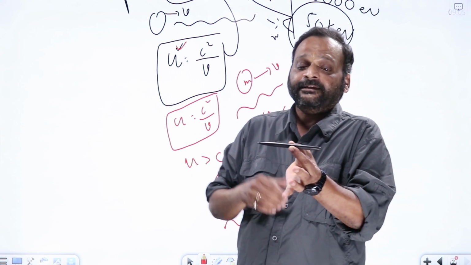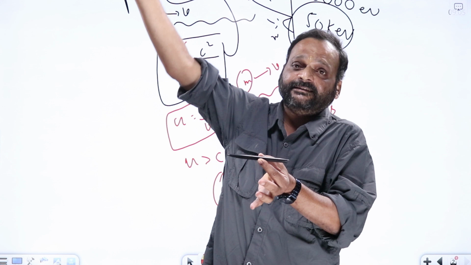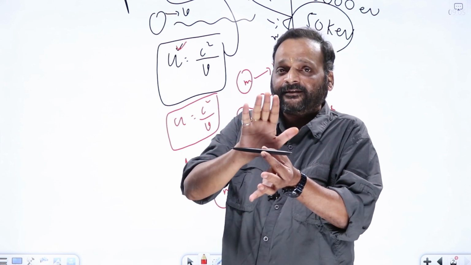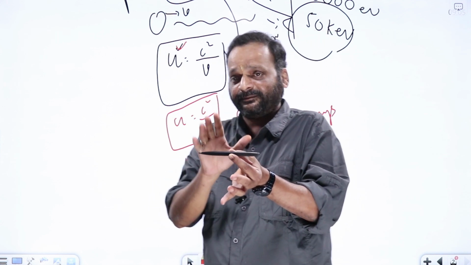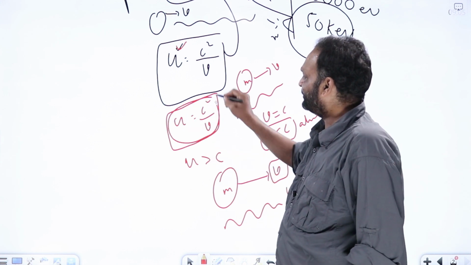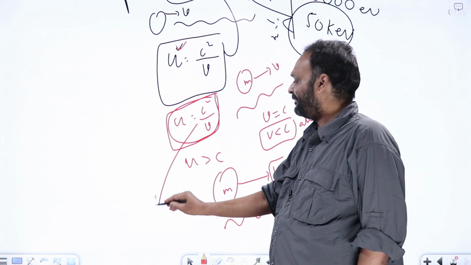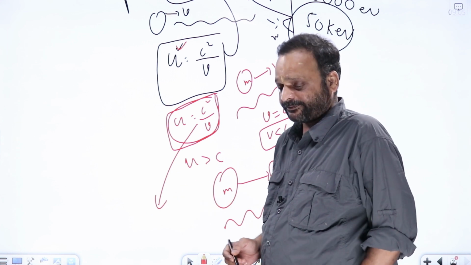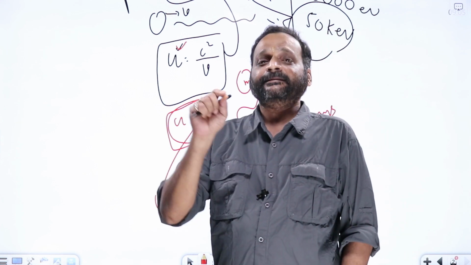If the particle is moving slowly, its matter wave is moving with velocity greater than that of light. That is not tenable. That's not acceptable. So there is some problem with this formula. This problem was solved later on by quantum mechanics using the concept called group velocity.